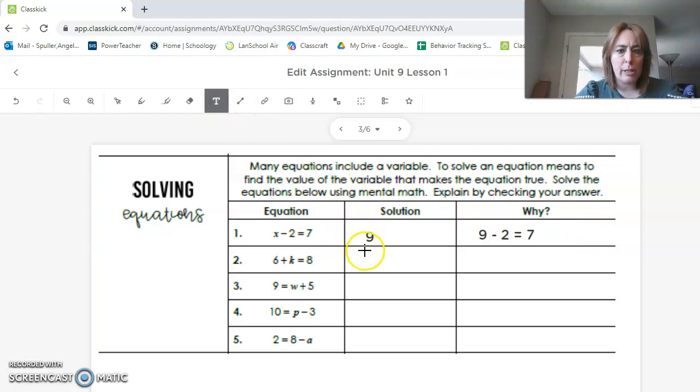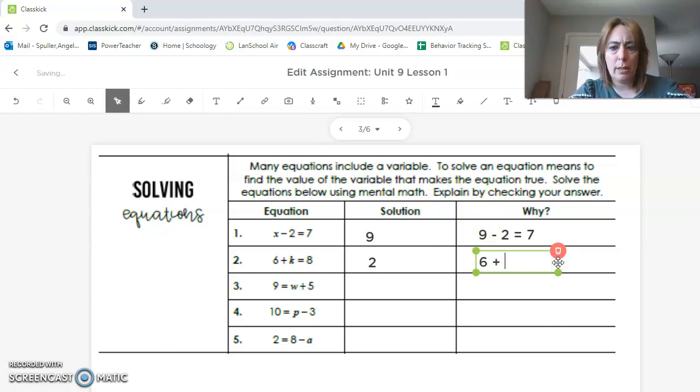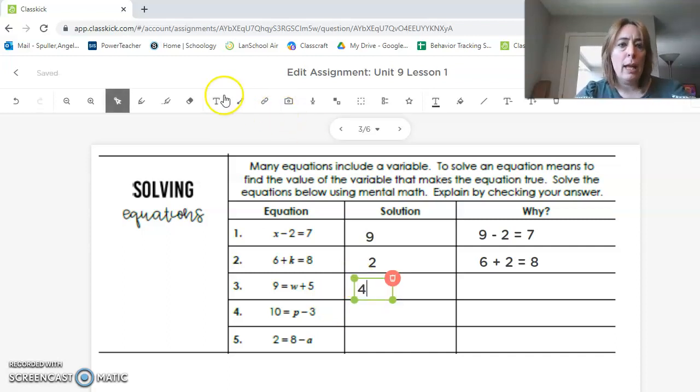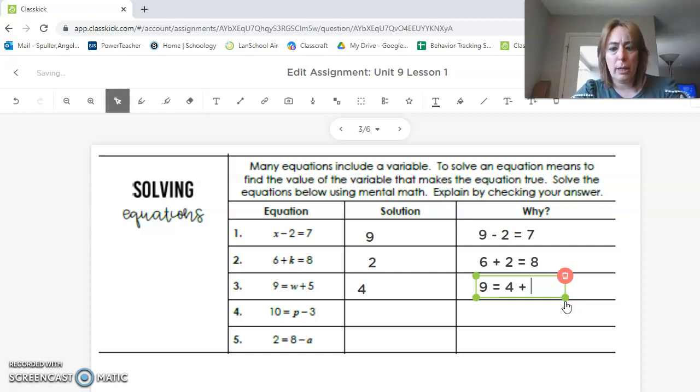All right, so let's look at this next one. 6 plus k equals 8. Well, I know if I add 2 to 6, I get 8, and I can prove it. Remember, 6 plus 2 equals 8. All right, let's try another one. Here we have 9 equals w plus 5. Well, I think the answer is 4, and I can prove that. 9 equals 4 plus 5.